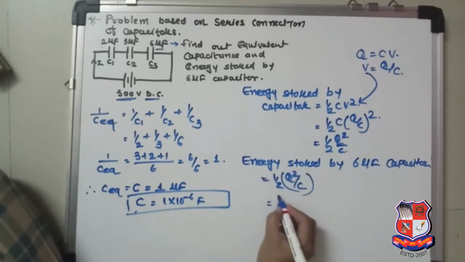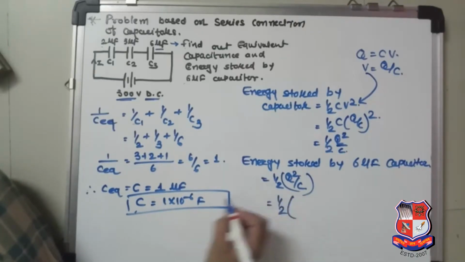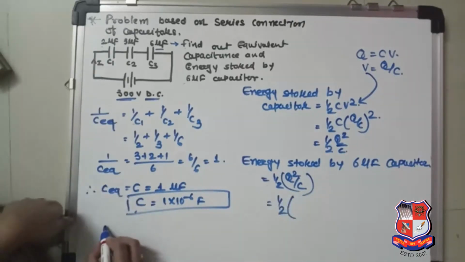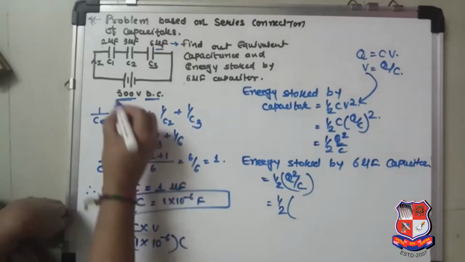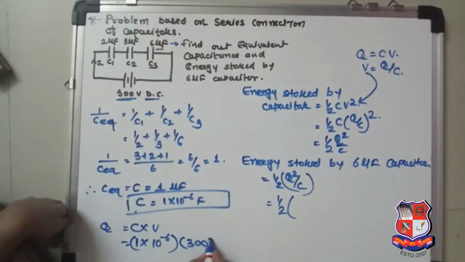Now substitute the value of Q. What is the Q? Q is the charge. Now Q is given by C into V. What is the C? That is 1 microfarad, so 1 into 10 raised to minus 6. And what is the V? That is 300 volt. So you can write 0.3 into 10 raised to minus 3 coulomb. That is my charge stored by the capacitor.